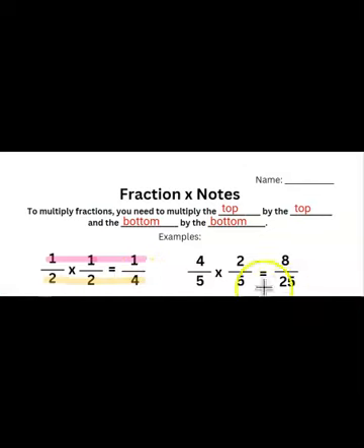Taking a look at our next example, it says 4/5 times 2/5. 4 times 2 gives us 8, and 5 times 5 gives us 25. That's it. I multiplied my two top numbers together and my two bottom numbers together, and that's how I got my final answer. Try the next several problems on your own.